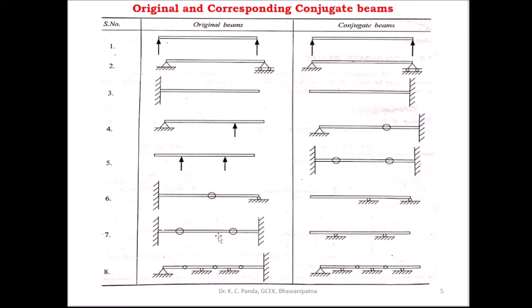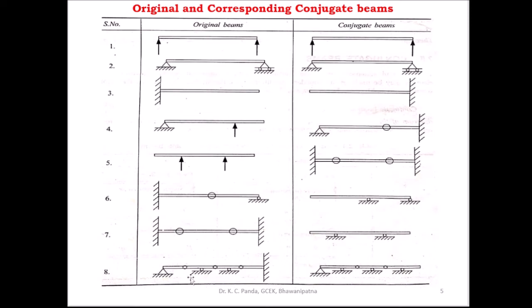And this is the beam. Here both ends are fixed and these two are internal hinges. This is the original beam. In the conjugate beam you have to take the fixed end as a free end and the internal hinge as an interior support. So this is the conjugate beam.